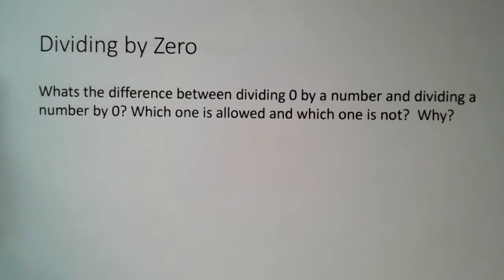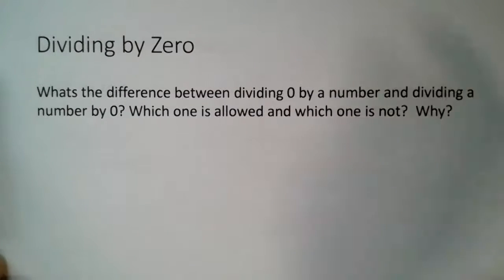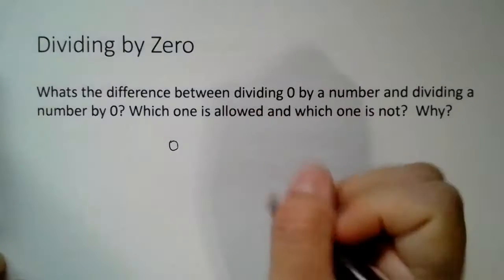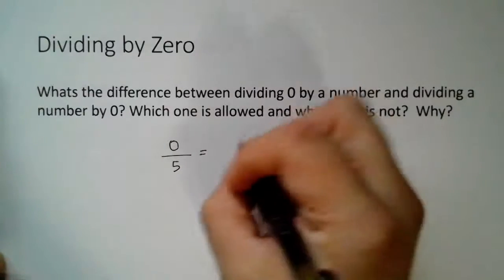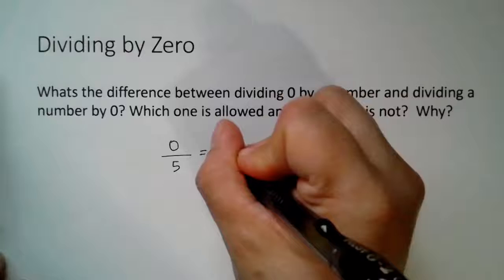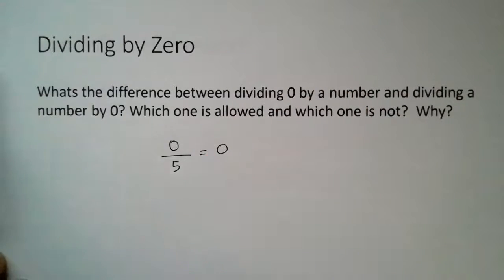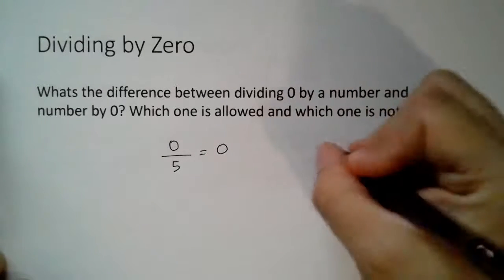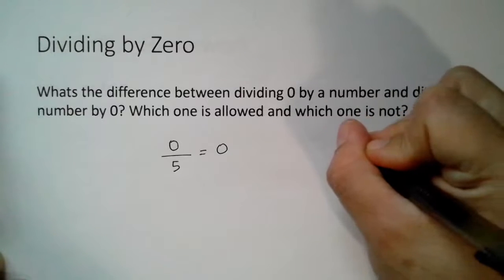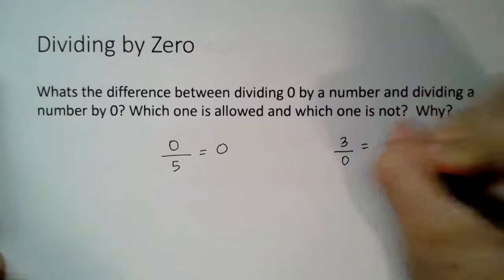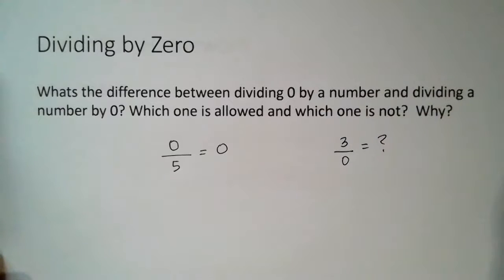Now let's listen to this. What's the difference between dividing 0 by a number and dividing a number by 0? Which one is allowed and which one is not, and why? Suppose you take 0 and we divide it by 5. We take nothing, we split it up into 5 pieces, and that is 0. 0 divided by anything is 0. Now, this, however, is impossible. You cannot take a number and divide it by 0 and get some other, non-zero number.